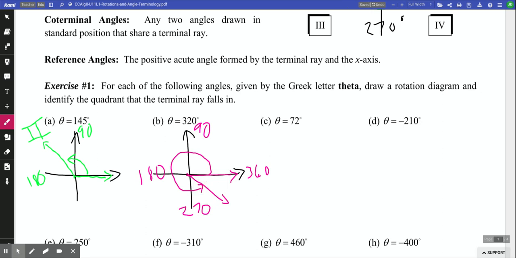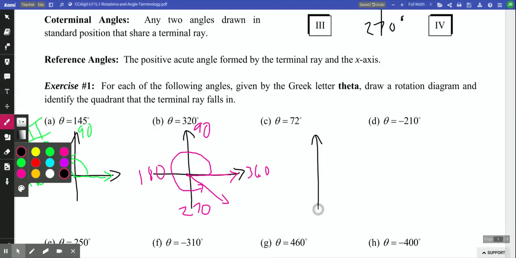So that's B. Now on C here, oh, and I forgot on B, the quadrant. That would be quadrant 4. Sorry about that. Now C, this one should be nice and easy here.